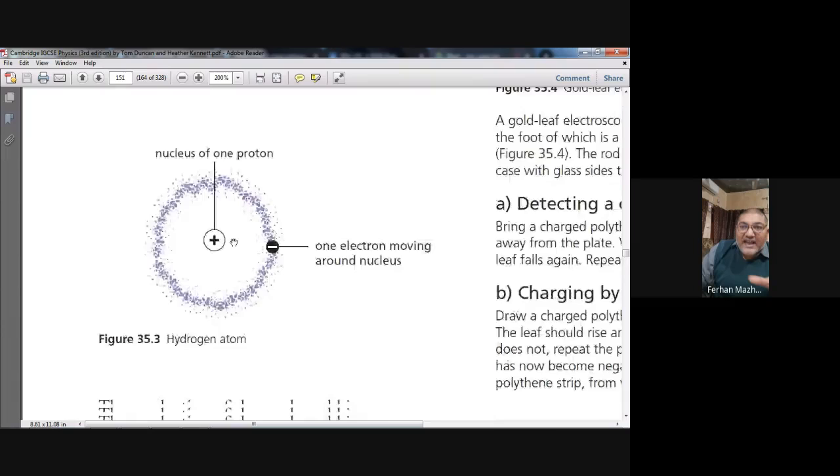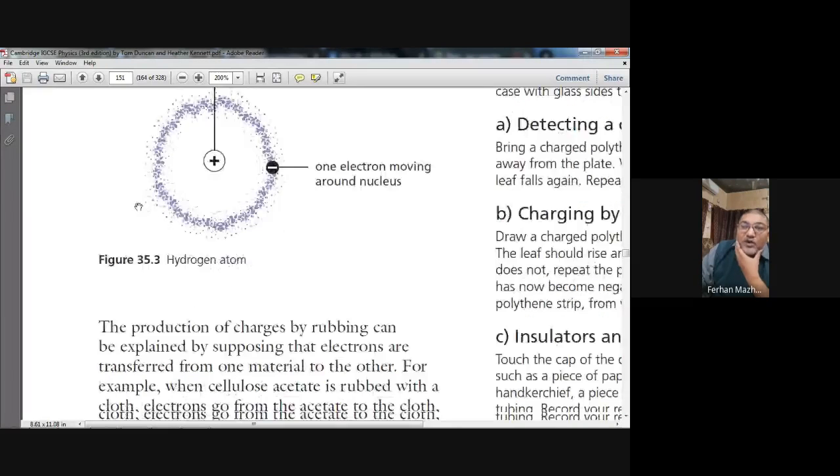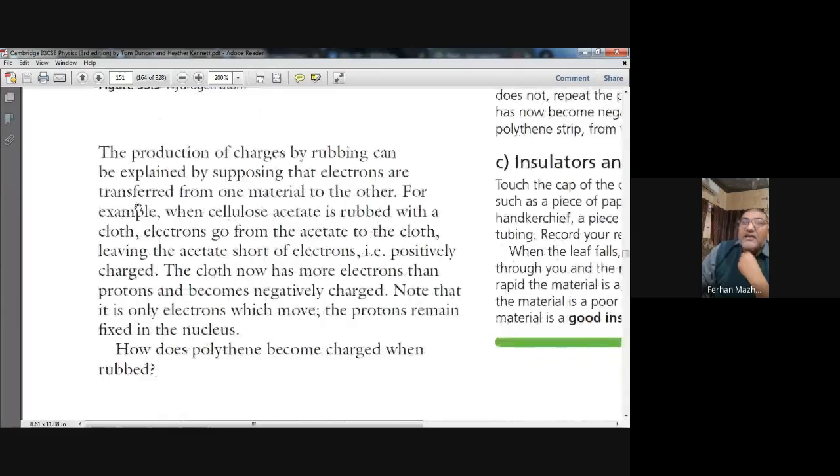So this is that diagram. In the center we have the nucleus where you have protons and neutrons also. Electrons are orbiting around the nucleus. The production of charges by rubbing can be explained by supposing that electrons are transferred from one material to the other. When you rub the materials, like I told you in the first activity, we have a polythene rod and we rubbed it with the cloth. When you rub it, what happens? The electrons can transfer from the polythene to the cloth or from the cloth to the polythene.